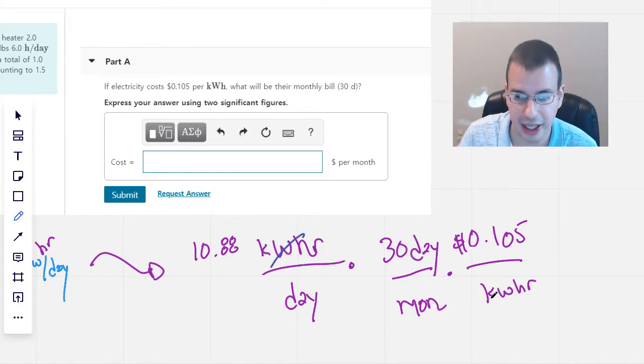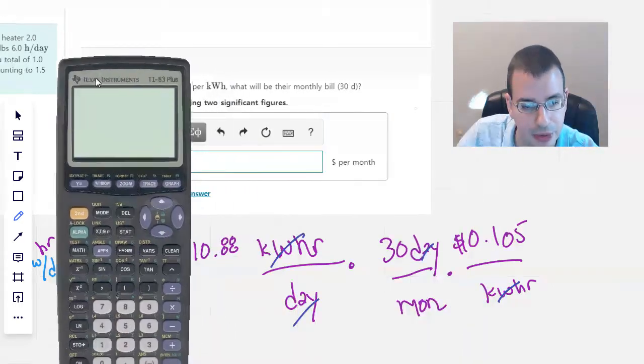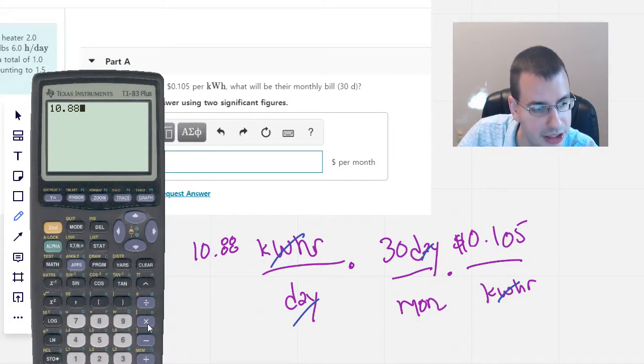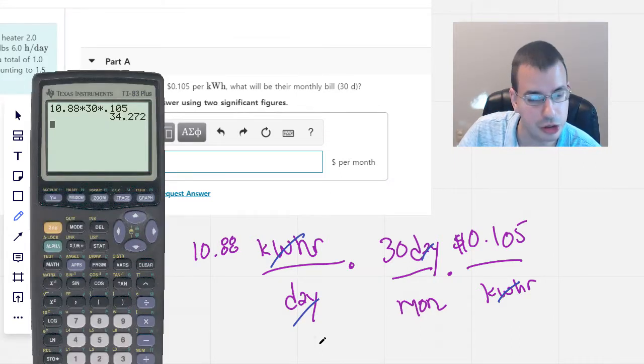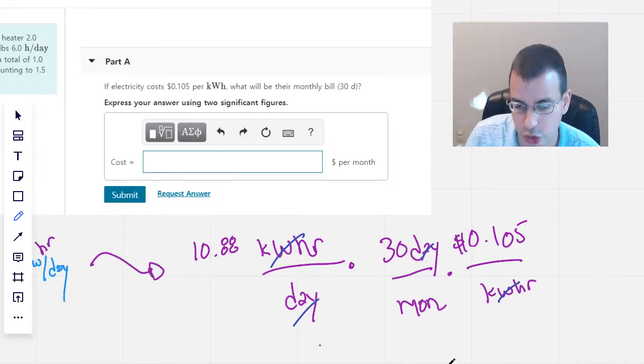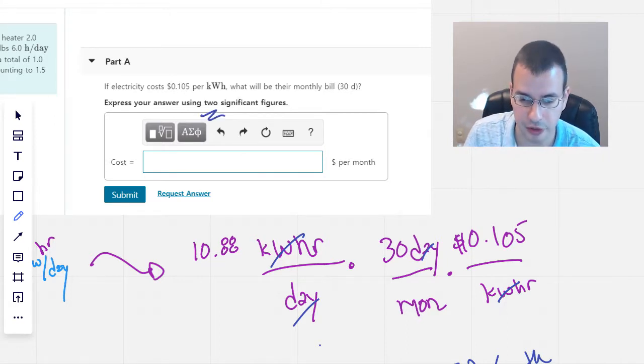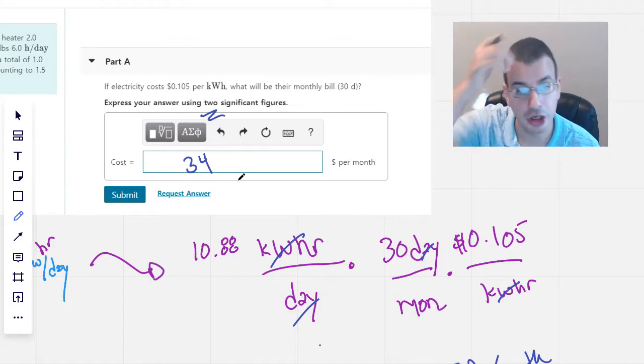Okay, there we go. Looking at the canceling of units, we have 10.88 times 30 times 0.105, which gives us 34.272 dollars per month. And we want to look at it using two significant figures, so this would be $34 per month.